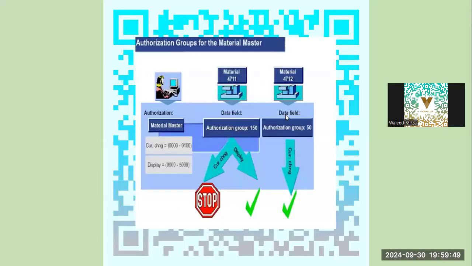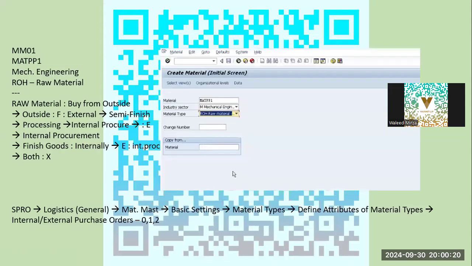Authorization groups. Certain users can be authorized to use a material type and to enter or record its consumption or receiving or GRN, whatever. So we can restrict some users from using a certain material. For example, 4711 can be used by a certain group of 150. The authorization group 50 will only be dealing with material type 4712. Change authorization or display authorization can also be awarded to users.